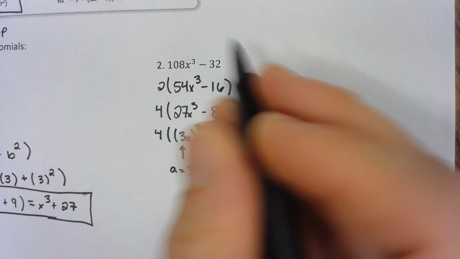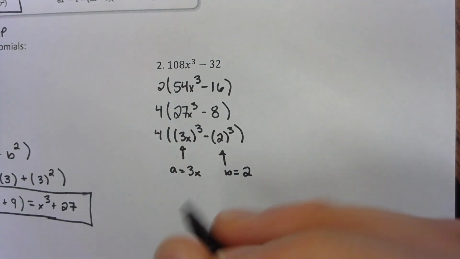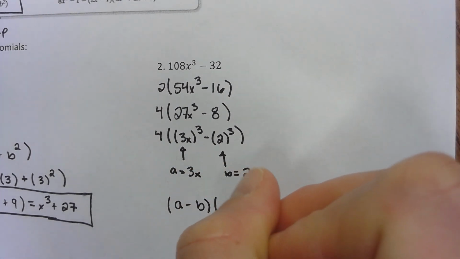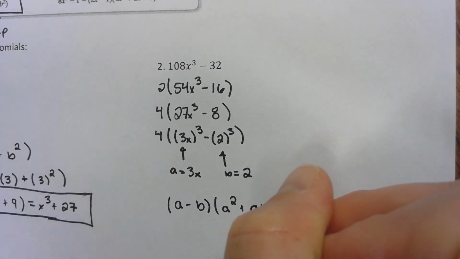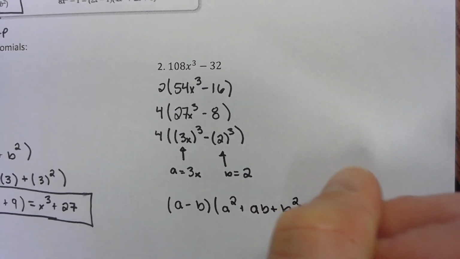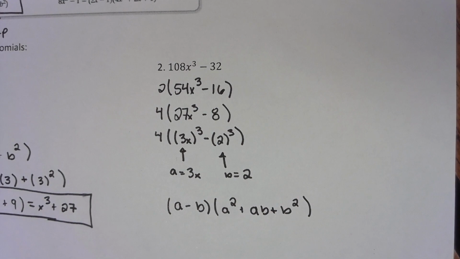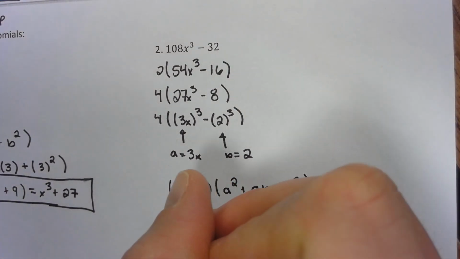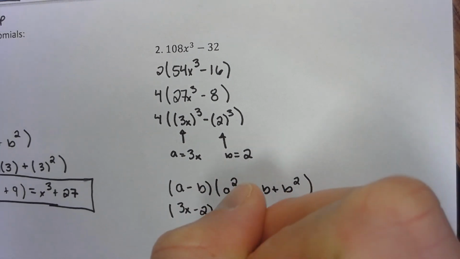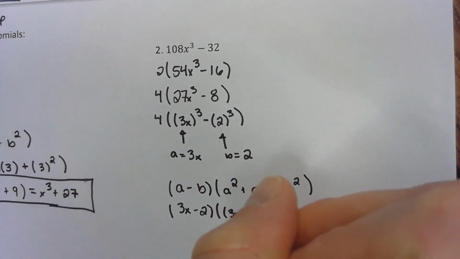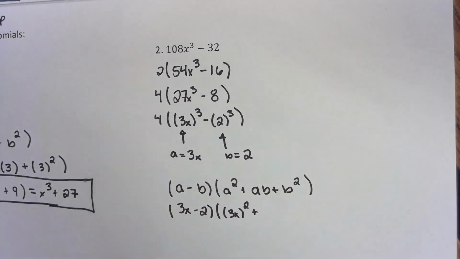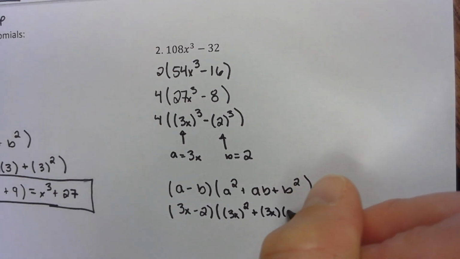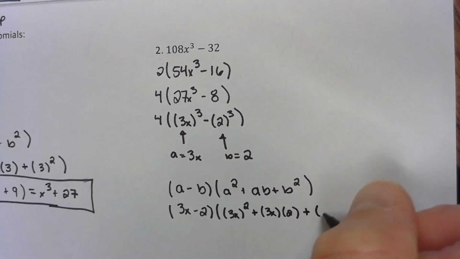So since this is a difference of cubes, meaning we're subtracting, this is going to be A minus B times A squared plus AB plus B squared. And we just need to substitute all these values in and then simplify. So A minus B, that's 3x minus 2. Then I have 3x squared plus 3x times 2. And then plus 2 squared.